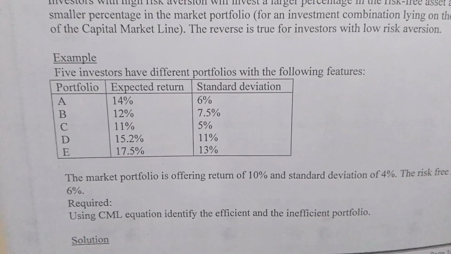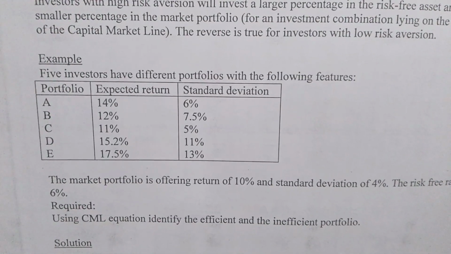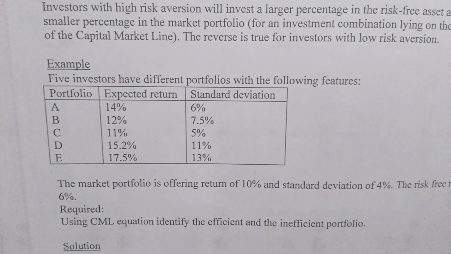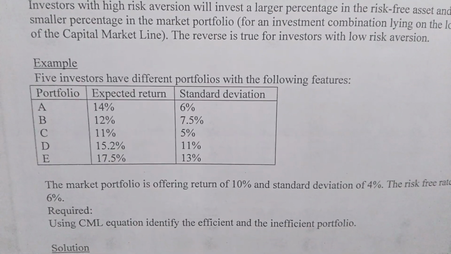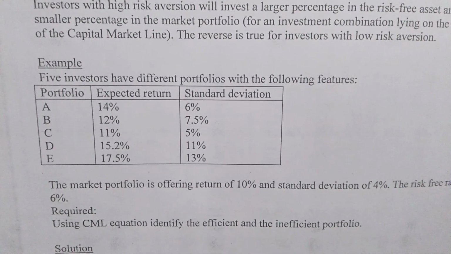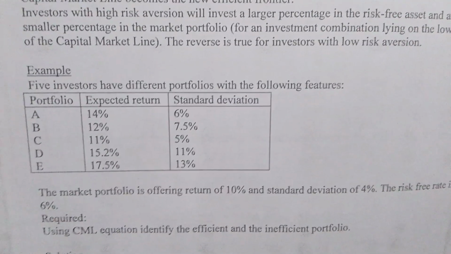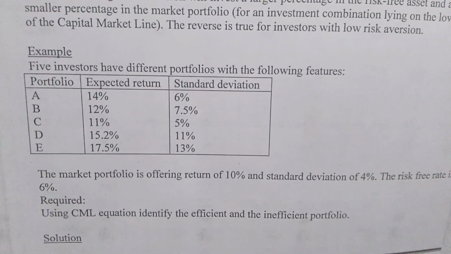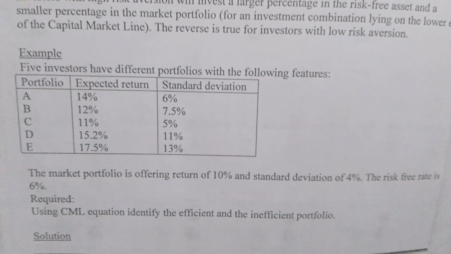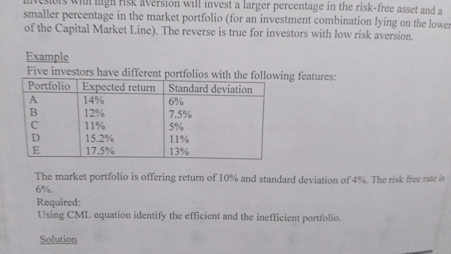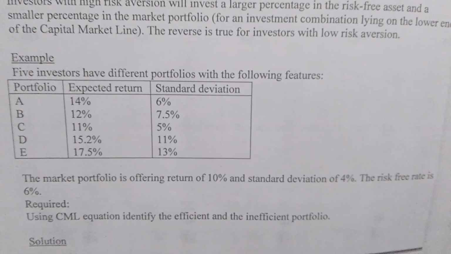We take two examples. The first example: 5 investors have different portfolios with the following features. And remember, a portfolio means investment in different assets. Usually we say don't put all your eggs in one basket. So if you have invested in different assets, those different assets constitute a portfolio. So we have portfolio A, B, C, D, E.